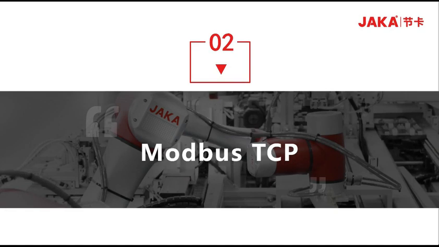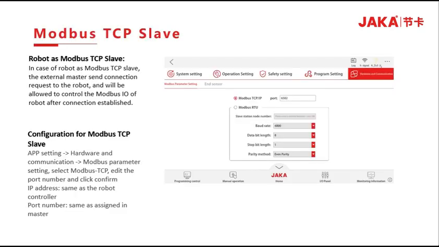When the robot has the Modbus TCP slave, the external master sends a connection request to the robot. And then it will be allowed to control the Modbus I/O through the robot after the connection is established. In the APP setting, find the Modbus parameter setting in the hardware and communication. Select Modbus TCP, edit the port number and click confirm. The robot controller IP will be the IP for Modbus TCP, while the port number should be the same as assigned with the Modbus TCP master.